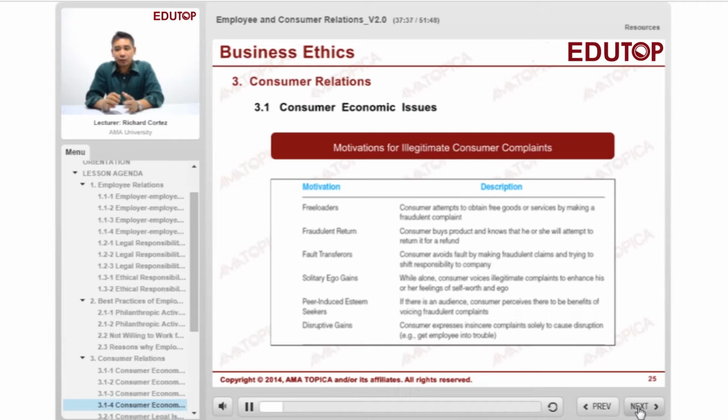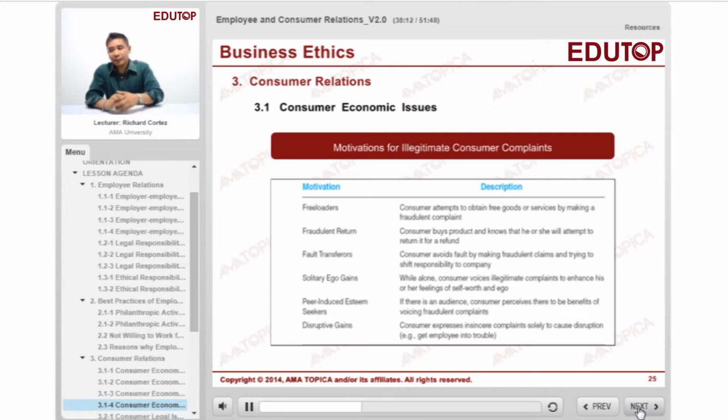So what are the causes of those complaints? Okay, we have here the motivation. We have the phrase freeloader. It means a consumer attempts to obtain free goods or services by making a fraudulent complaint. Sometimes there are consumers that will just obtain a product, and later on they will return the product if they see that they just tested the product. So they will return those products.